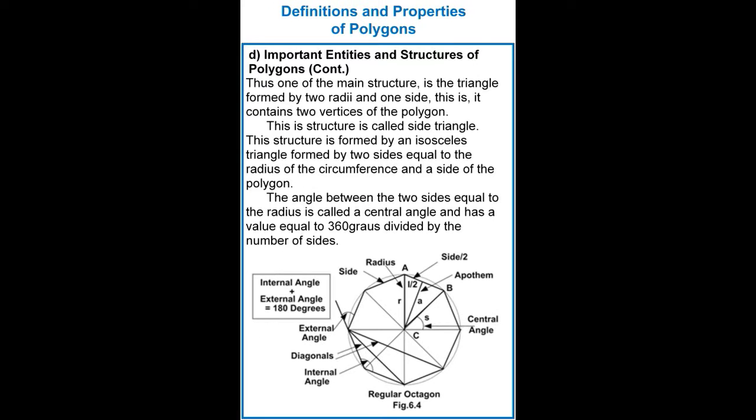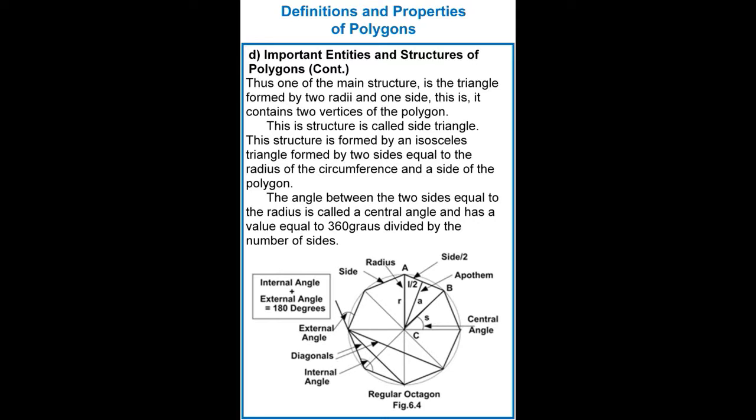In this slide, the important structures of regular polygons are still shown. One of the main and most important structures of a regular polygon is the triangle formed by two radii joining the two vertices adjacent to the center C of the circumscribed circle and defining one side, called the triangle of the side. This structure is an isosceles triangle formed by two segments of equal straight lines that are the radii and by the side of the polygon.